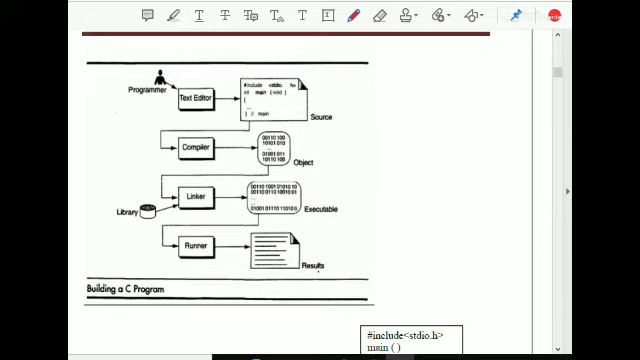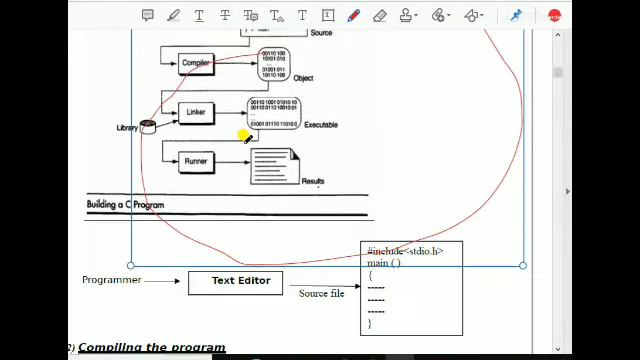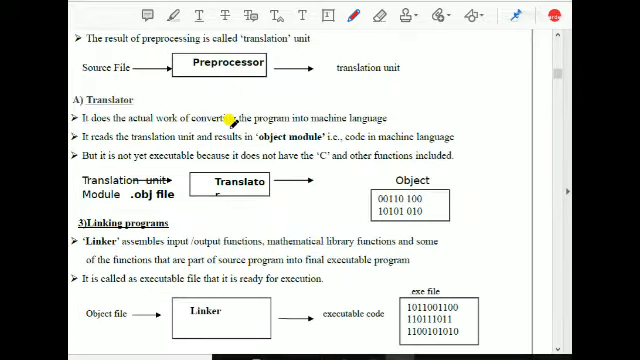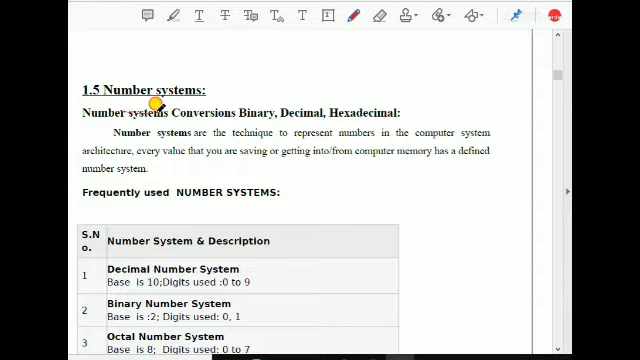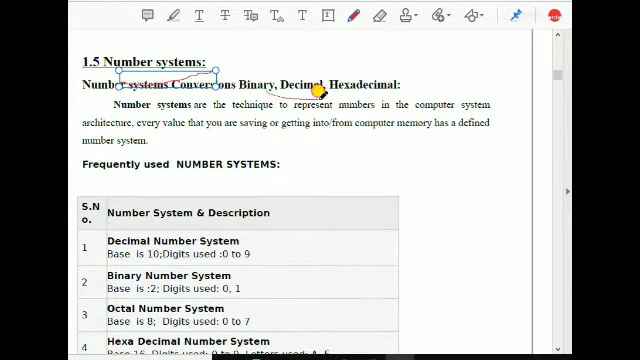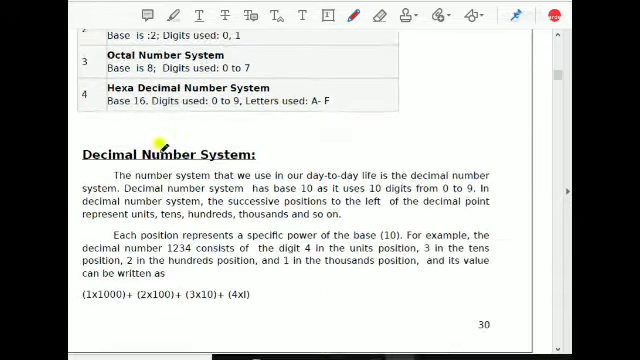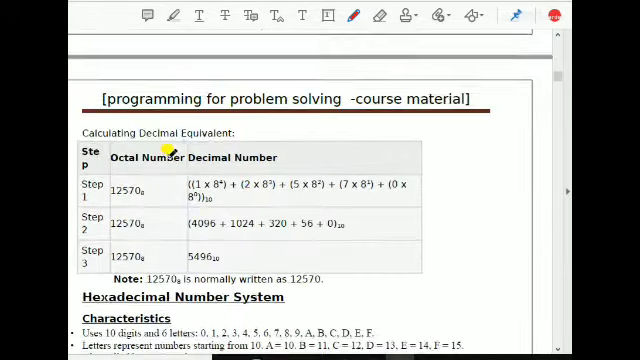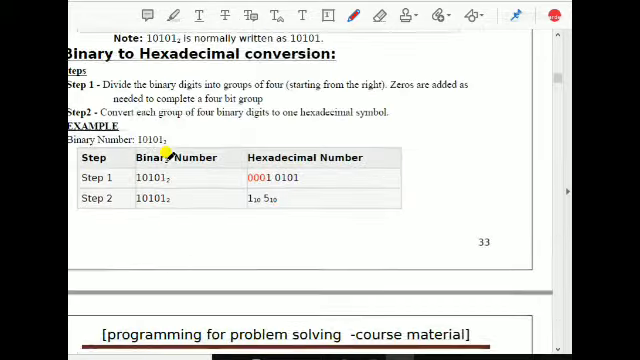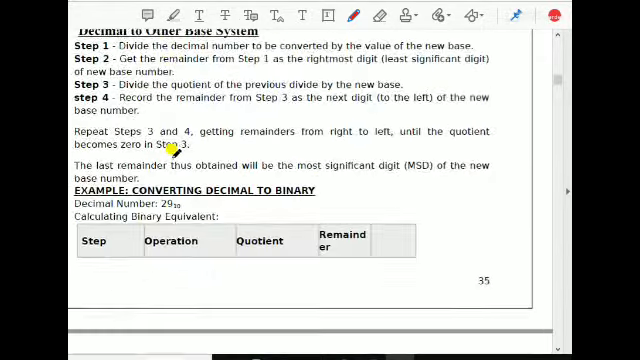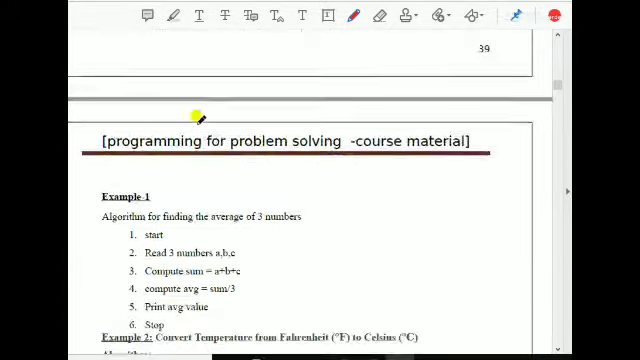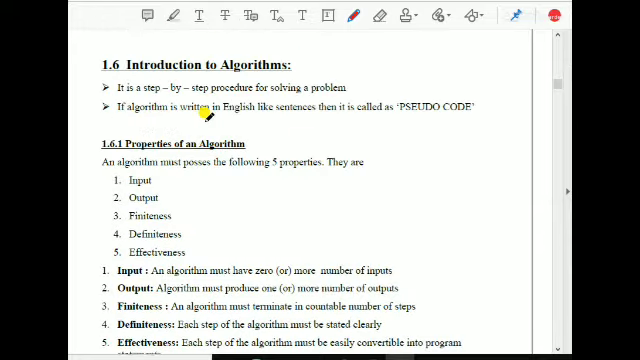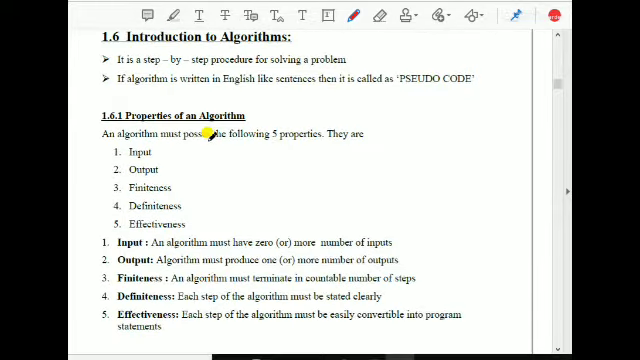These are all not important. If you study this you can, but I will not recommend it. You can't study everything, so I am leaving this topic. See here, many students think the number system is important: binary to decimal, decimal to hexadecimal. That is not important at all, so leave these. Leaving these, you think unit 1 is over, but unit 1 is not over. It is a very big unit, so I am leaving this topic and I will say the important ones. Algorithm, yeah, introduction to algorithm.